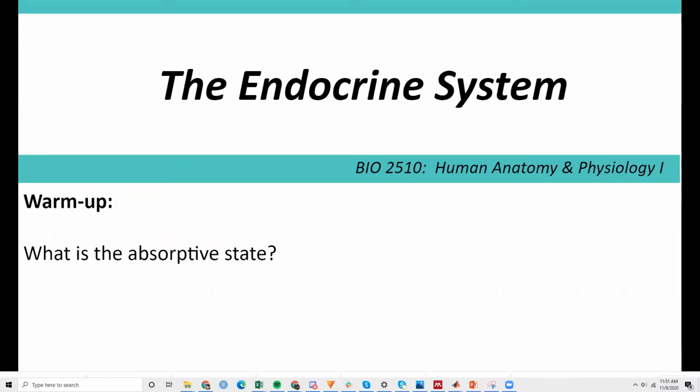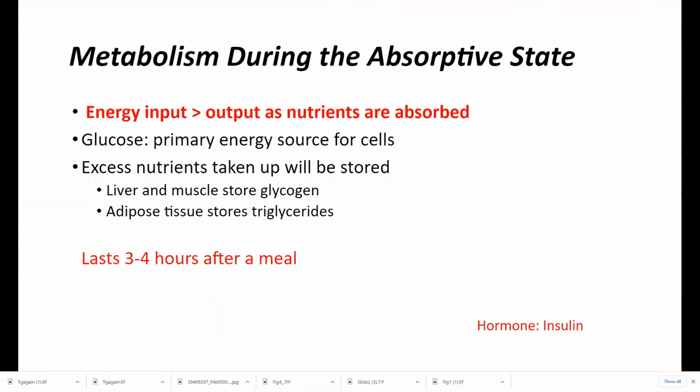So finishing up with the endocrine system, when we left off, we were talking about the absorptive and post-absorptive state. What we're talking about when we talk about the absorptive and post-absorptive states is basically what part of metabolism is happening, whether we're breaking down stored energy or whether we're building up our energy stores. So these are both going to be related to when you've last eaten.